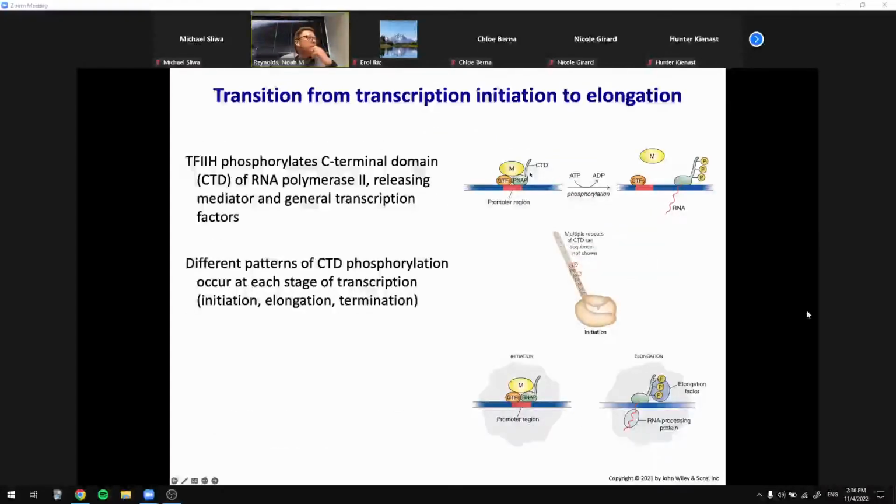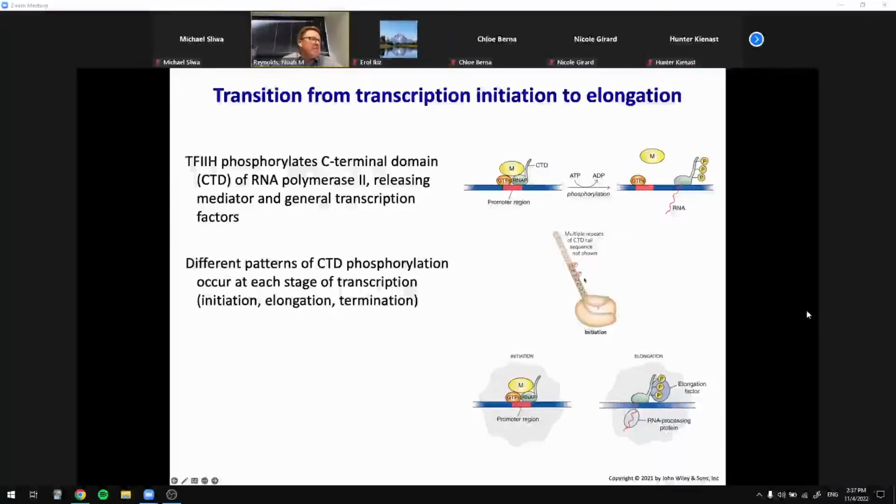And so for transcription to start, what has to happen involves the C-terminal domain of RNA polymerase. It has this C-terminal domain extension. Transcription factor 2H is also a kinase, and it phosphorylates that C-terminal domain of RNA polymerase. And when it does this, this lets the mediator go, essentially. So now we're getting rid of that complex that was holding it there. And then transcription can start.